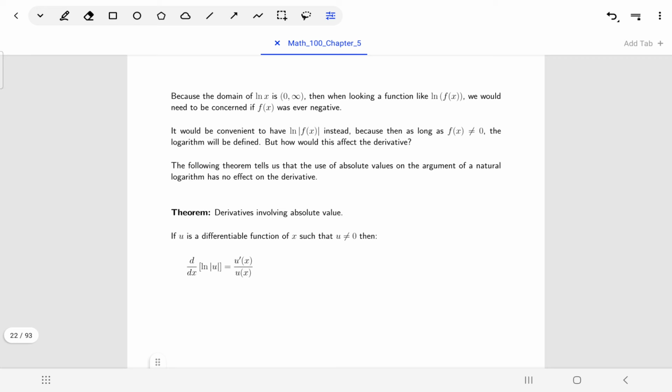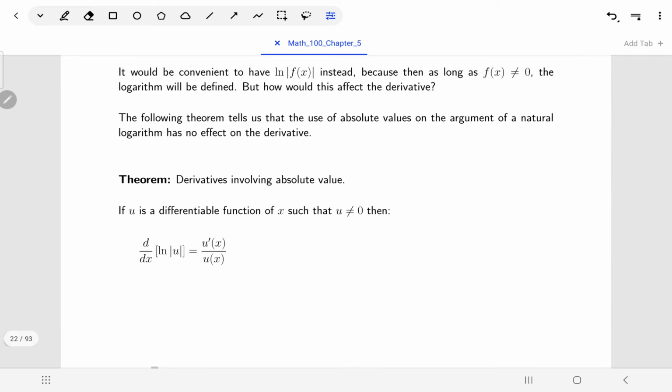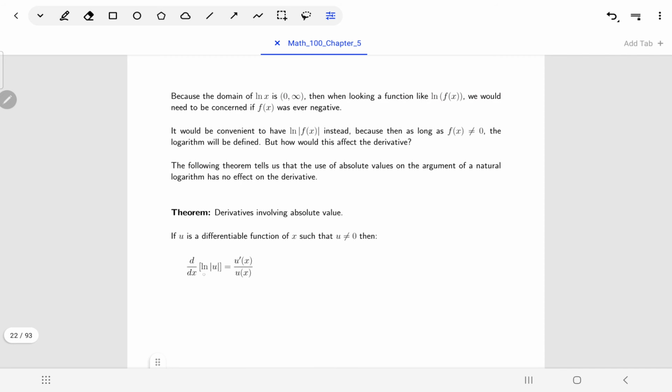But then the big question would be, how is that going to affect the derivative? Because if we wanted to make our domain bigger by slapping on absolute values, hopefully that doesn't do terrible things to our derivative. Good news, there is no effect on the derivative. We saw before, if you had a function u of x, that the derivative of natural log of u of x was just 1 over u times u prime, and that's actually the same when we've got natural log of absolute value of u. So as long as u is not equal to 0, we can take that derivative, which means we can now extend our domains for natural log of some function of x by putting absolute values on.